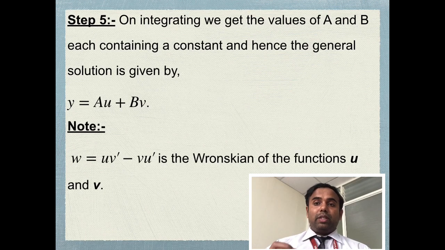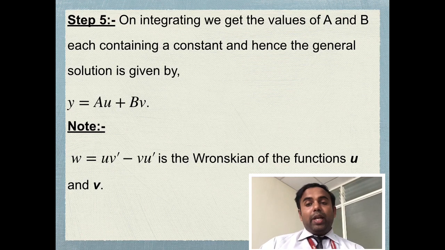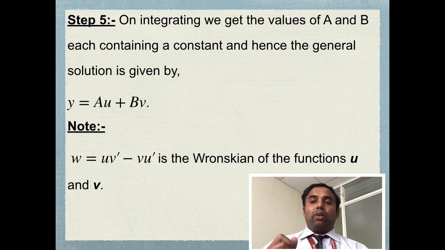W, in step 3 we mentioned about W. W is very famously known as the Wronskian of functions u and v. If you are asked to find the Wronskian of two functions, the procedure is to find W is equal to u v dash minus v u dash.